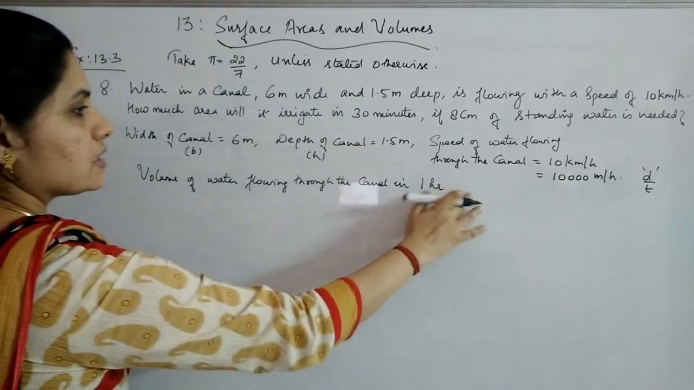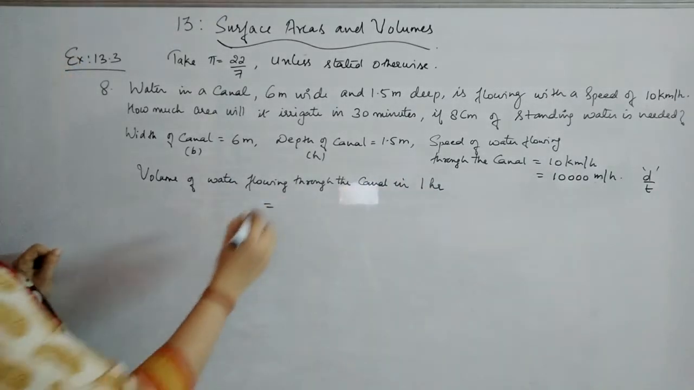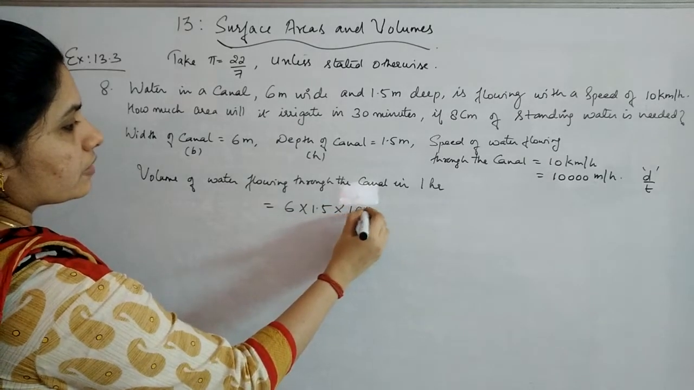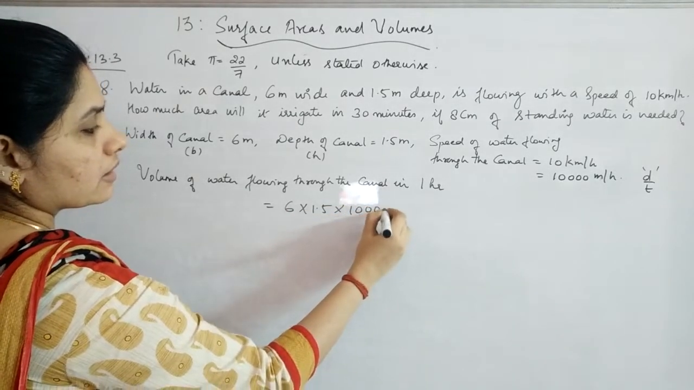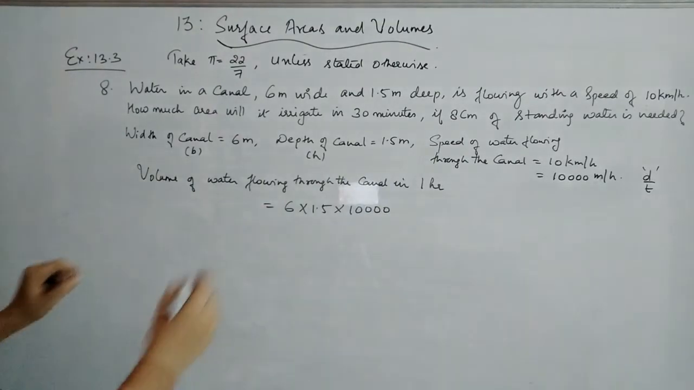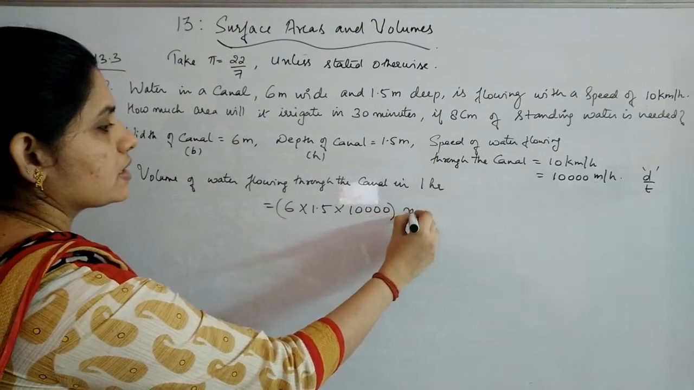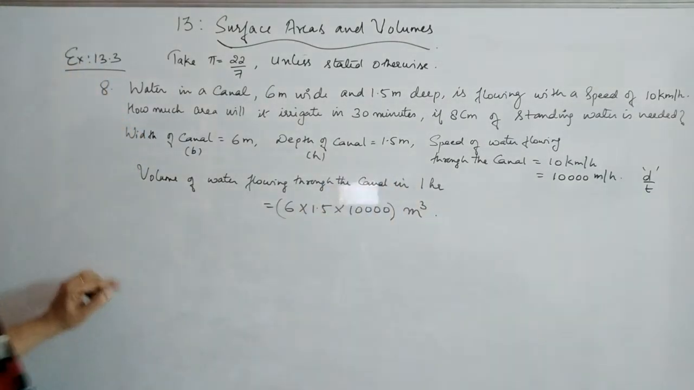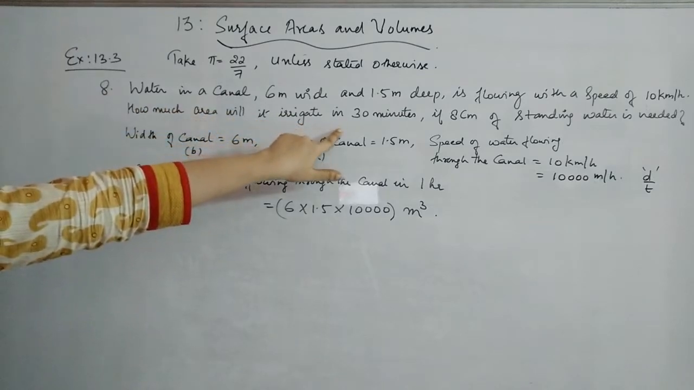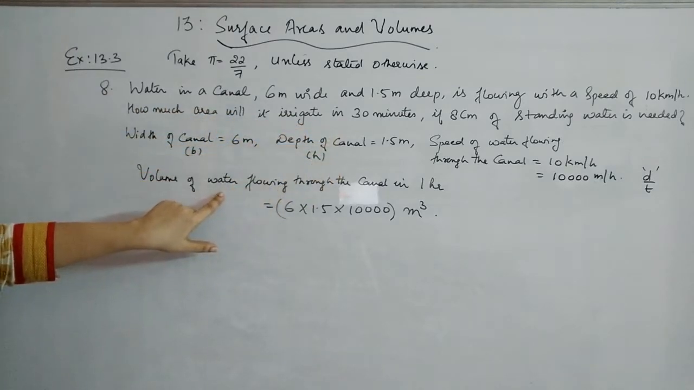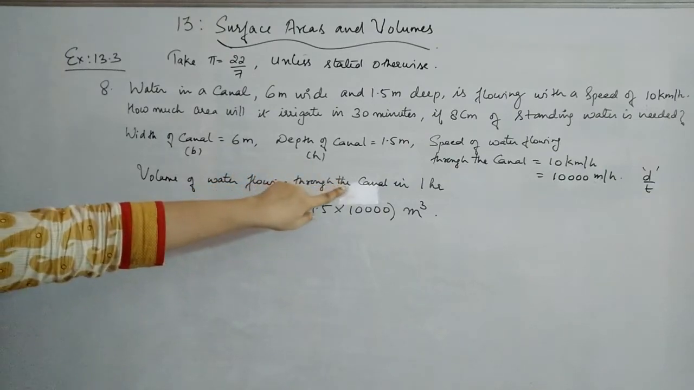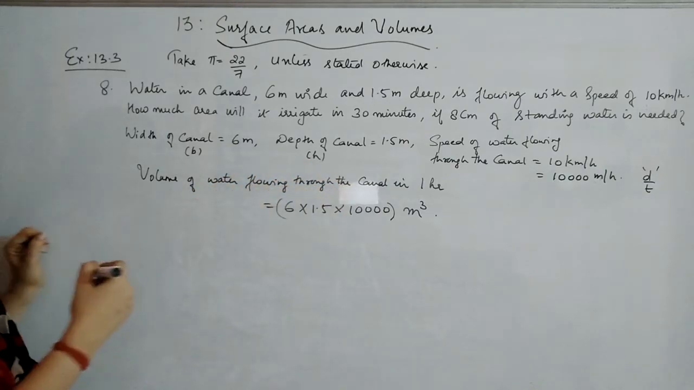So that you will get the volume as 6 into 1.5 into 10,000, that is in 1 hour, and the unit is meter cube. Now what you have to get is in 30 minutes, so first we are just finding out what will be the volume of the water flowing in 30 minutes, or you can say in half an hour.